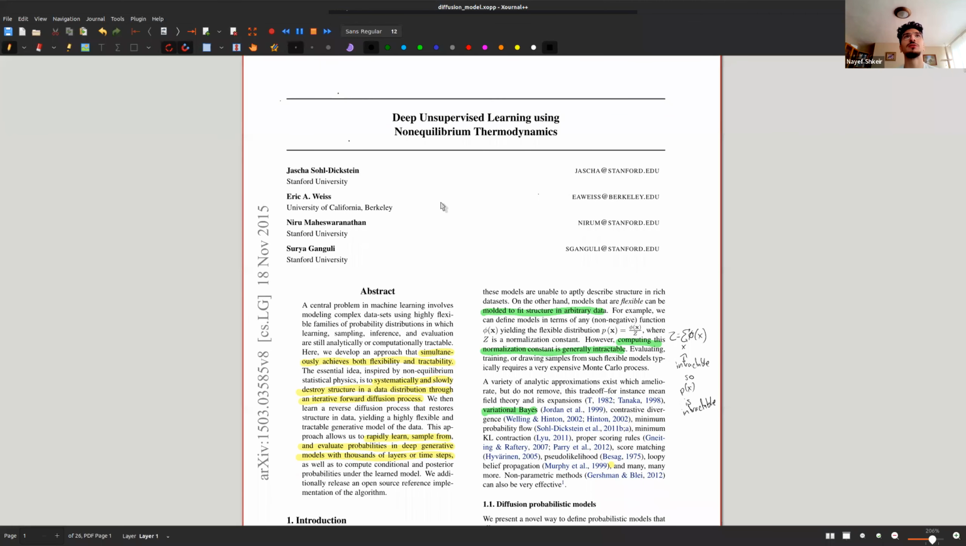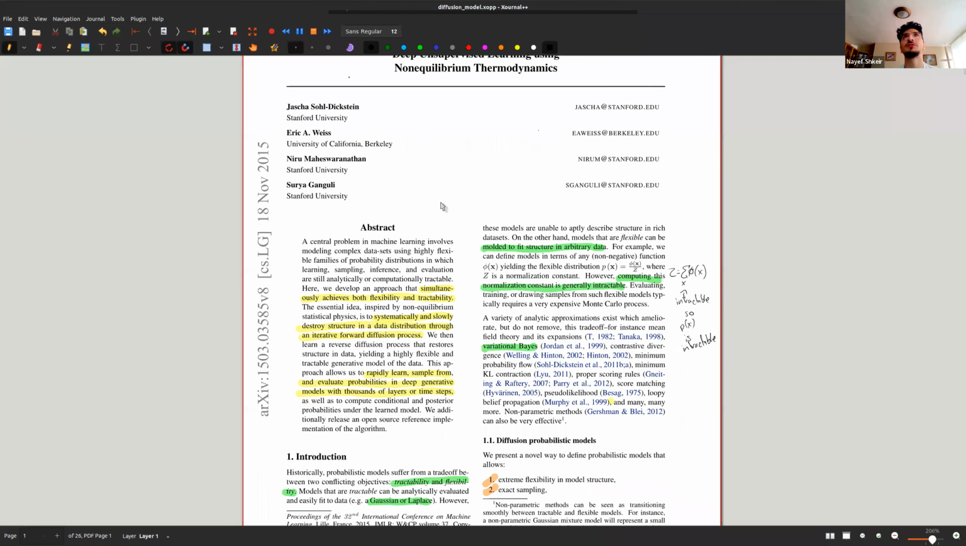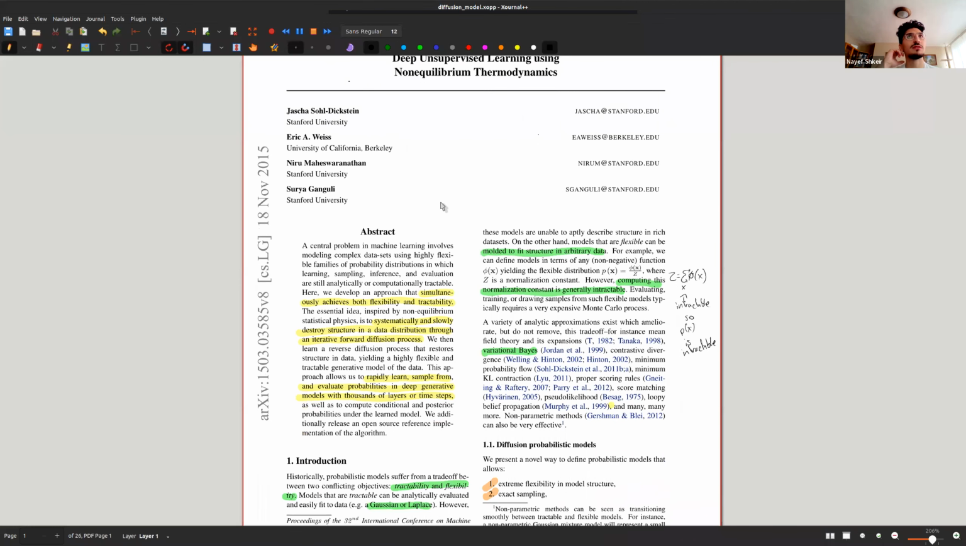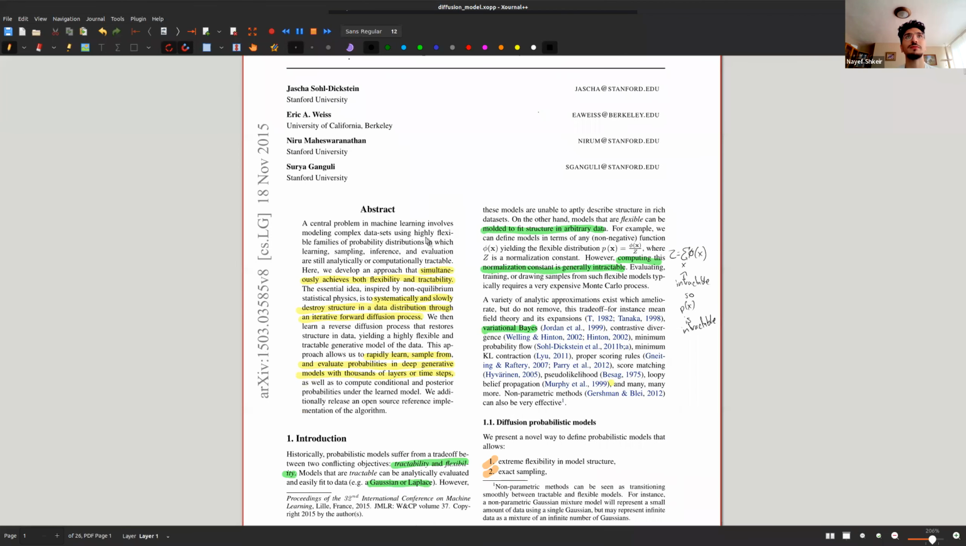This is a paper by a group at Stanford, where they try to use statistical physics and thermodynamics for their generative model. In this paper, they developed an approach that simultaneously achieves both flexibility and tractability. The whole idea of the diffusion model is that you take an image or whatever data you have and destroy any structure in this data through a diffusion process, and then you reverse it. Then they go into learning, sampling, and evaluating probabilities from this generative model.